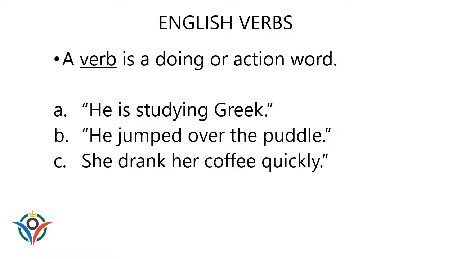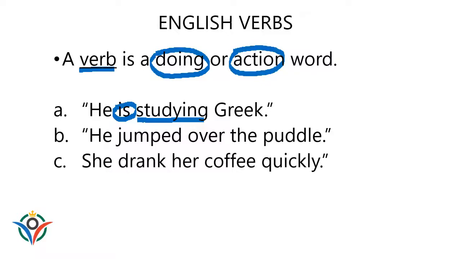Let's begin by reminding ourselves of English verbs. So what is a verb? It says there, a verb is a doing or action word. All right, so doing or action word. So here's three examples. Firstly, he is studying Greek. So our main verb there is studying. But this might surprise you. "Is" is also a verb. Specifically, it's a linking verb. And we'll learn more about this in the lessons that lie ahead.